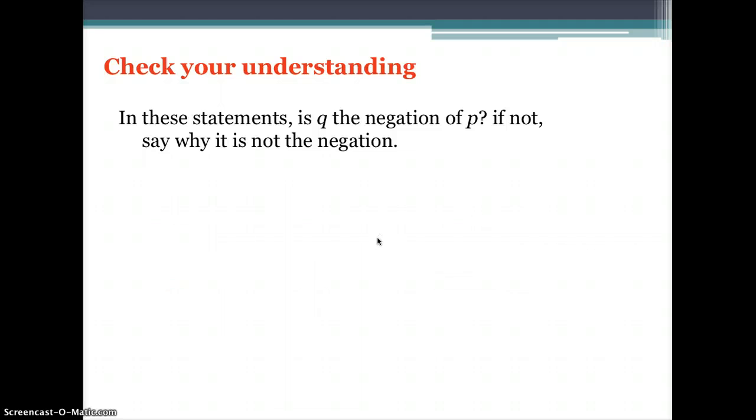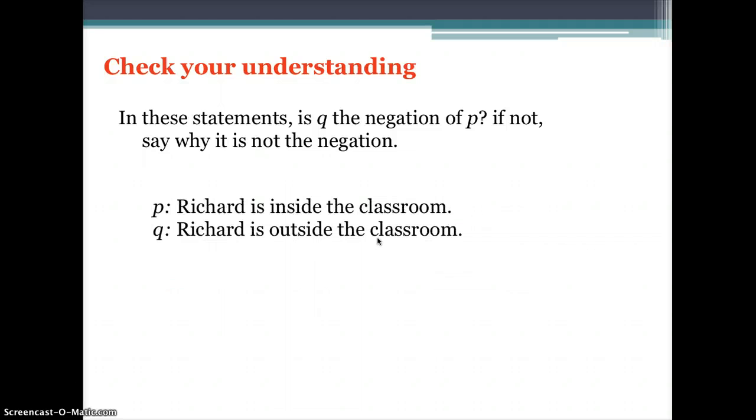Okay. Next, P: Richard is inside the classroom. Proposition Q, Richard is outside the classroom. Is Q the negation of P? Yes or no? Okay. Yes, because if he's not inside the classroom, then he's outside. So this time it's yes. So you don't have to provide a reason, you just say yes.